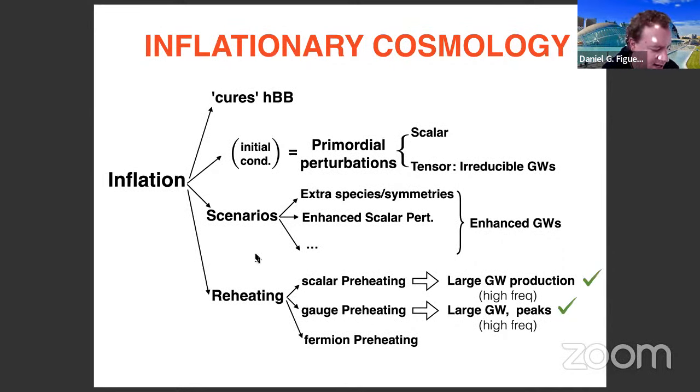So the problem is that there is this vicious game to play with the energy scale, which controls both partially the amplitude and the location of the peak. So this is the real problem. In other scenarios of preheating, yeah, this is really the problem.